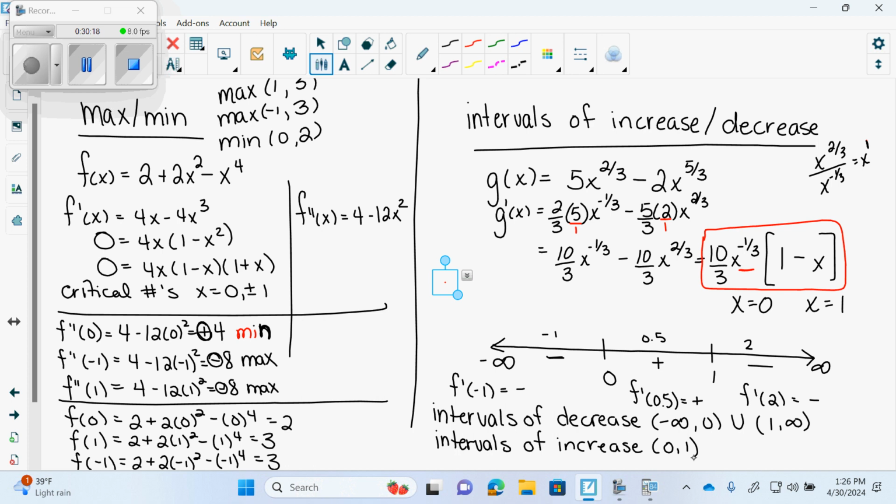What was the next thing that we found? Points of inflection and intervals of concavity, which are based off of your second derivative.